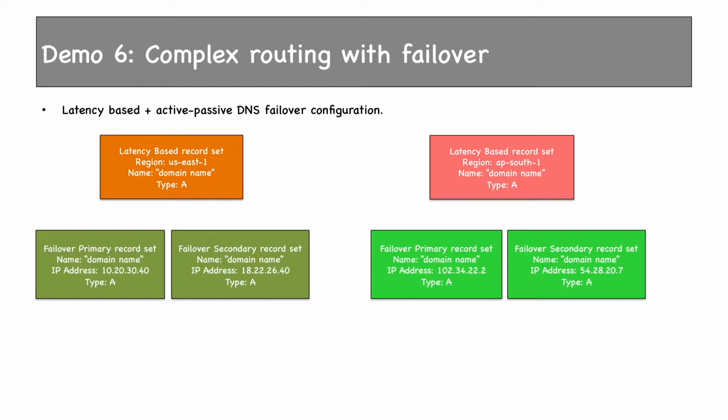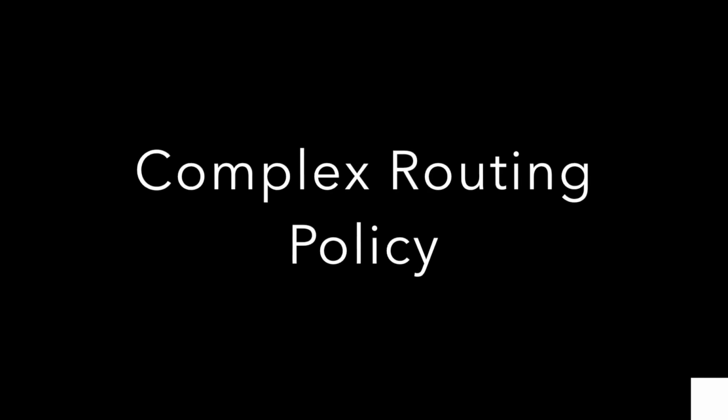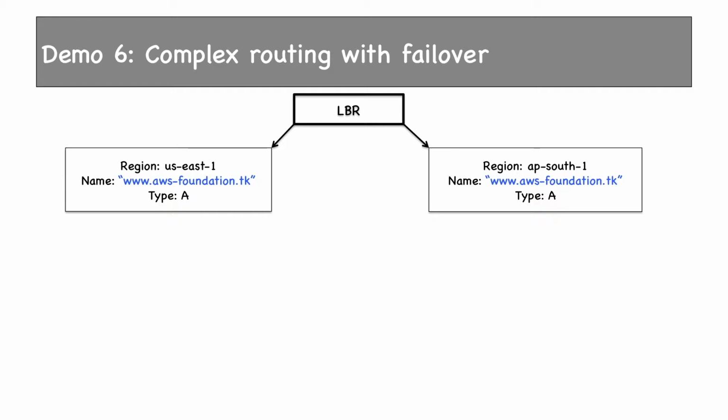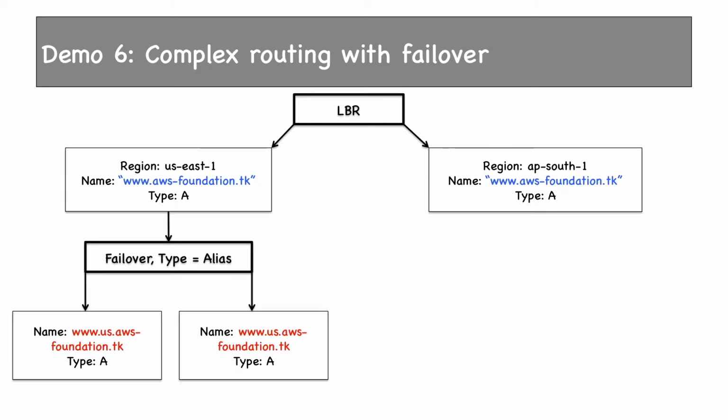We'll create multiple record sets for the same domain name, and then we'll create this complex routing policy. We'll have a latency based routing policy which will be created using two different record types in two different regions. Each of this record type will point to a failover routing policy with two different record types, but the domain name would be different. We are not using a domain name, we are using a subdomain here.